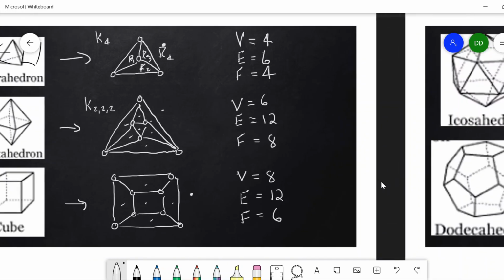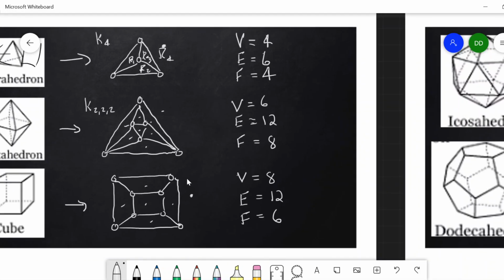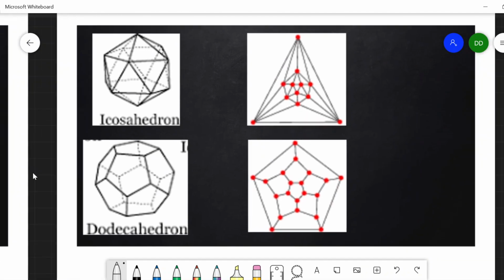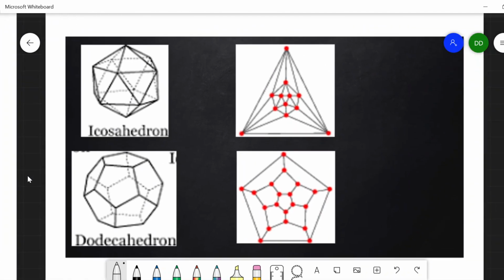So let's move on. These were the easier ones. These ones I'm not going to draw for you. I'm just going to give you the graph that corresponds to it. It would take a little bit too long to draw. But the icosahedron, how many vertices does the icosahedron have? We can count them. 1, 2, 3, 4, 5, 6, 7, 8, 9, 10, 11, 12. Icosahedron has 12 vertices.